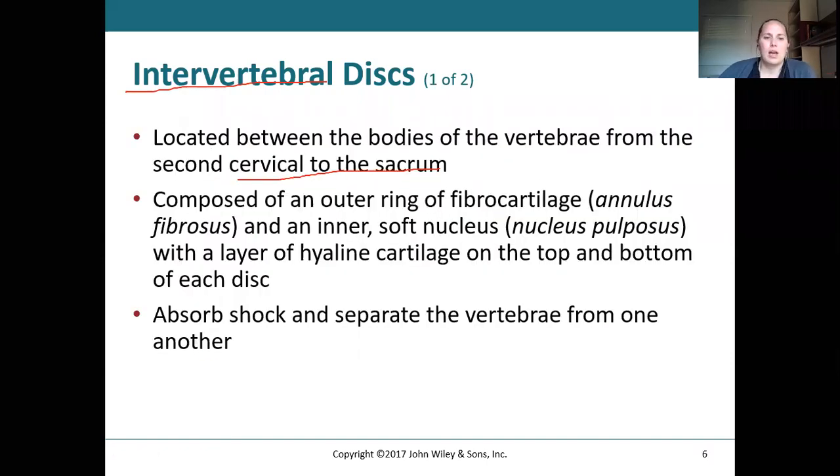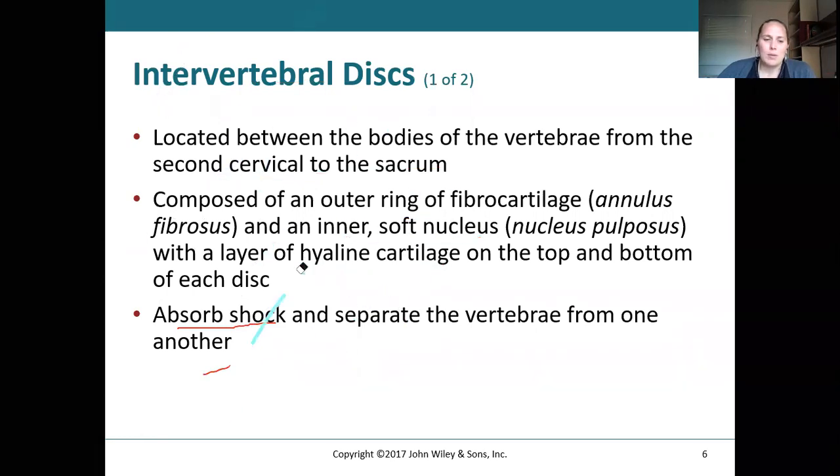So you can see they're composed of fibrocartilage on the outer ring, and then the inner ring is composed of hyaline cartilage on top and bottom of each disc. The cartilage is going to play an important role in cushioning between those discs. You don't want them compacting, you don't want bone on bone, you want this nice cushion. So as you're, say, jumping or doing other things of high impact, you are not crushing the bones that make up your spinal column. They absorb shock and separate the vertebrae from one another.